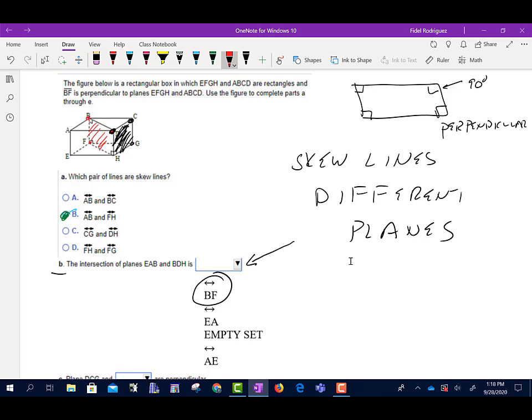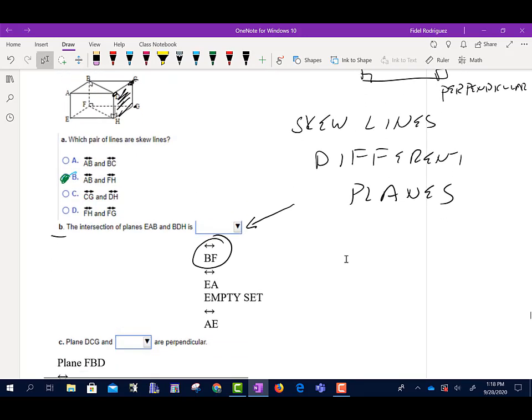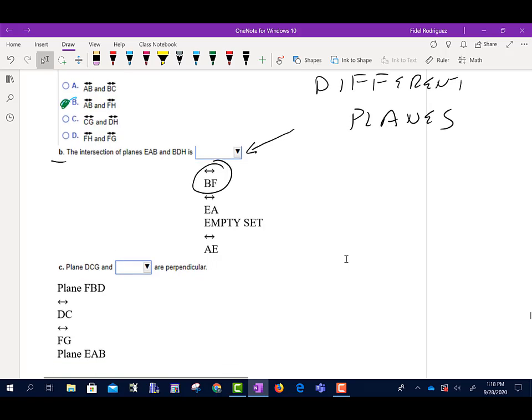Well, it doesn't look like those two. This would be where they're meeting, right? And that angle is not 90 degrees. So no, that's not what I'm looking for. Okay, so our plane was DCG. What else do we have? Line DC. No, because that's in the same plane. So I don't want that.